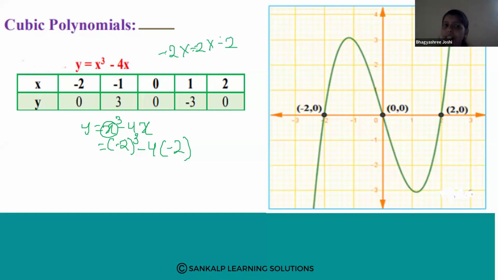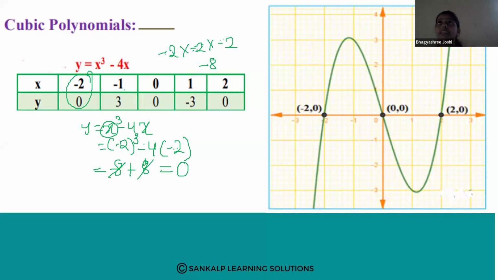Minus into minus is plus, plus into minus is minus. 2 2s are 4, 4 2s are 8. That is minus. Minus into minus is plus, 4 2s are 8. 8 minus 8 and plus 8 will get cancelled. 0 you will get. Therefore, when x is equal to 2, y value is 0.